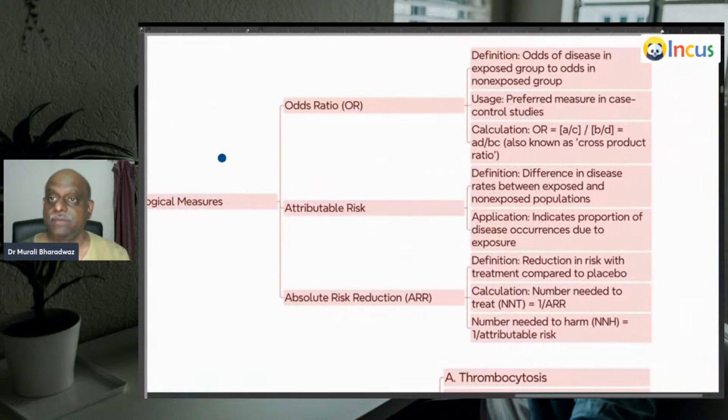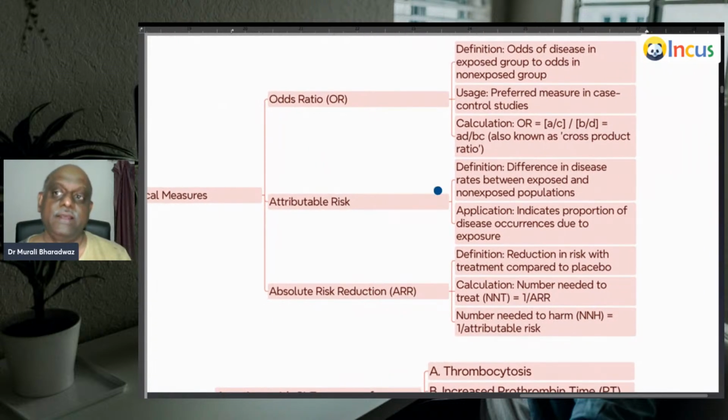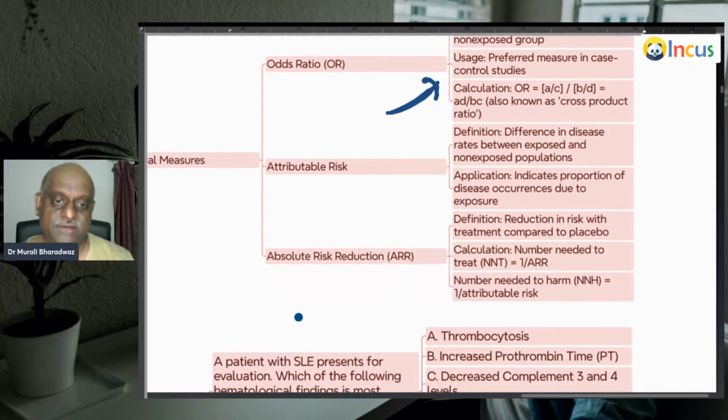So you should know odds ratio: odds of a disease in exposed group to odds in non-exposed. It is the preferred measure in case control studies. A by C by B by D, AD by BC, is called odds ratio.